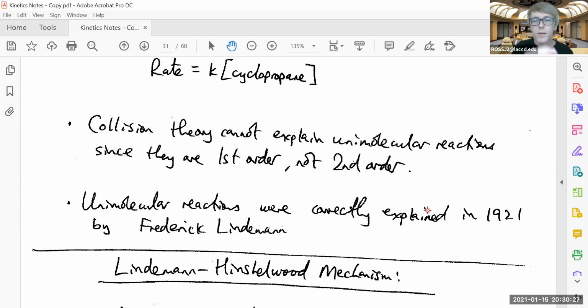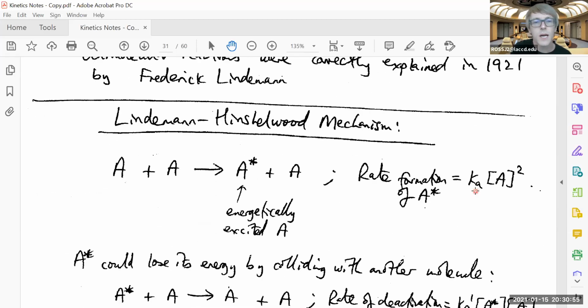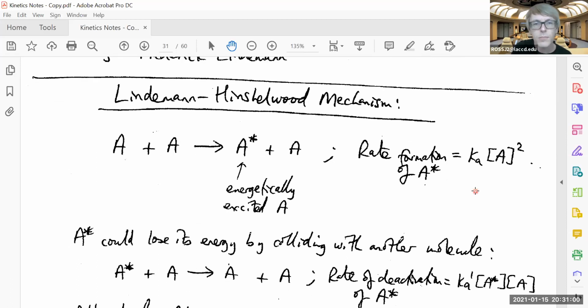So collision theory, again, the problem is, how do you collide without a collision? Collision theory cannot explain unimolecular reactions because they're first order, not second order. So we only have one molecule at the collision site. Unimolecular reactions were correctly explained in 1921 by Frederick Lindemann, and later on contributions were made by Hinshelwood. So we are now going to look at the Lindemann-Hinshelwood mechanism for a unimolecular reaction.